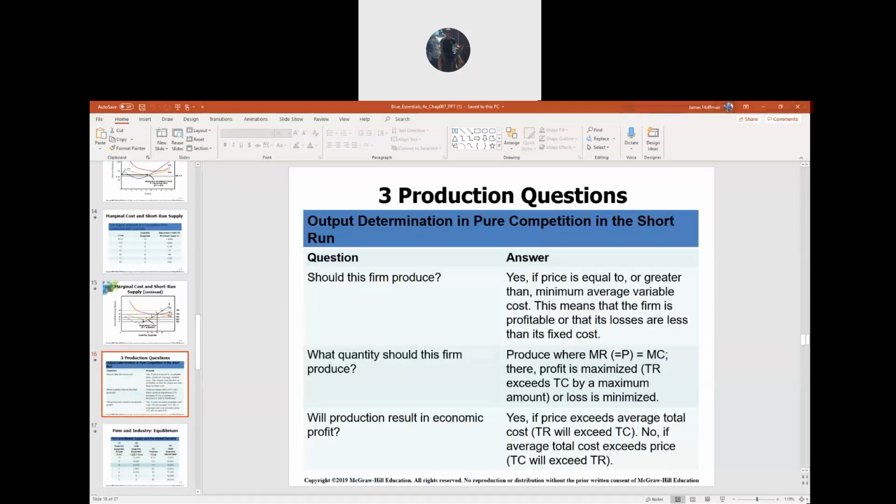So here we go, just one more time. Should the firm produce? The answer is yes, if price is equal to or greater than minimum average variable cost. That means the firm is profitable or losses are less than its fixed costs, like we showed. How much should the firm produce? Always where MR equals MC. Profit is going to be maximized or loss is going to be minimized. And will they get a profit if they produce? Yes, if the price is above average total cost, and no if the price is below it. This is a nice summary of what we just went through.